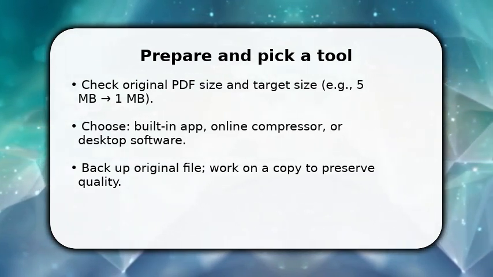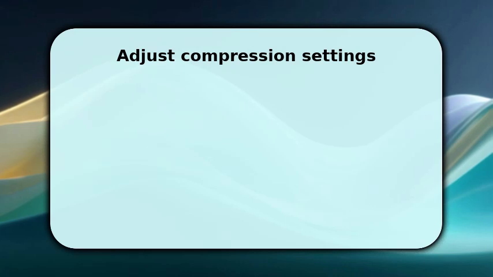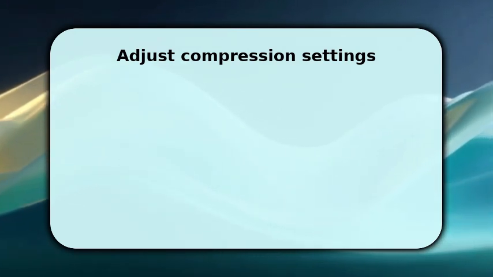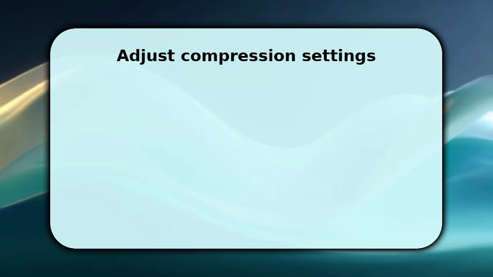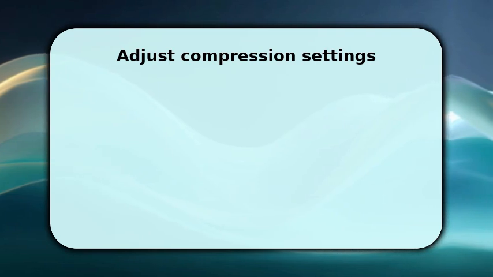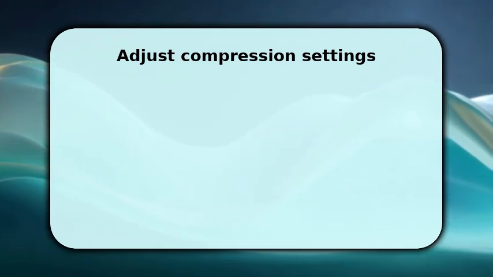Now open your chosen tool and load the copy. This kicks off the hands-on phase. Next, you focus on the heavy hitters, images and embedded data. Lower resolution to 150 or even 72 dpi for screen-only PDFs and reduce JPEG quality to around 50% if necessary. You do this because images dominate size.